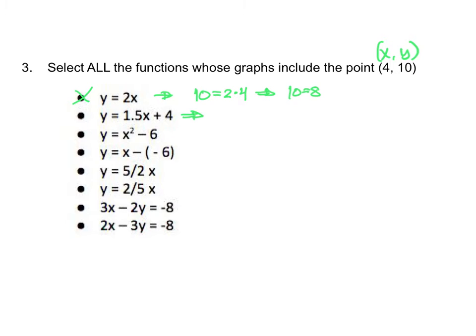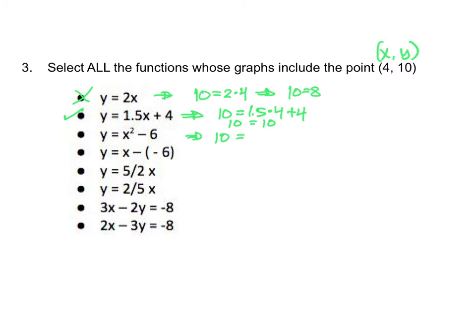So same thing here. We're going to say 10 equals 1.5 times 4 plus 4. Let's grab our calculator. Let's stick that into our calculator and see if both sides equal. Let's do 1.5 times 4 and then plus 4. This side equals 10. The other side equals 10. Is this, for 4, 10, on this equation? Yes, we like it. Woohoo. Let's try this again with the next one.